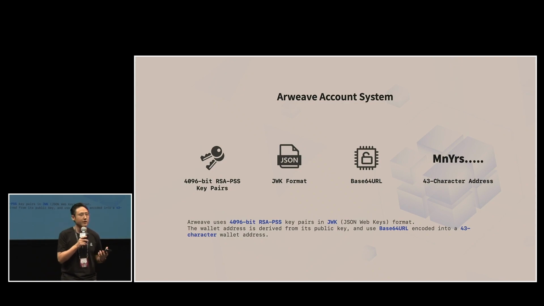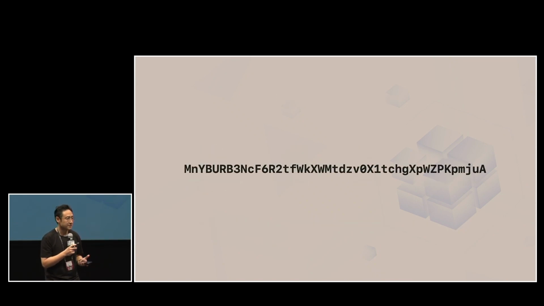First, the Arweave account system is different from mainstream EVM account system. Arweave uses 4096-bit RSA-PSS key pairs in JWK format, and the wallet address is derived from its public key and Base64URL encoded into a 43-character wallet address. So it looks like this.